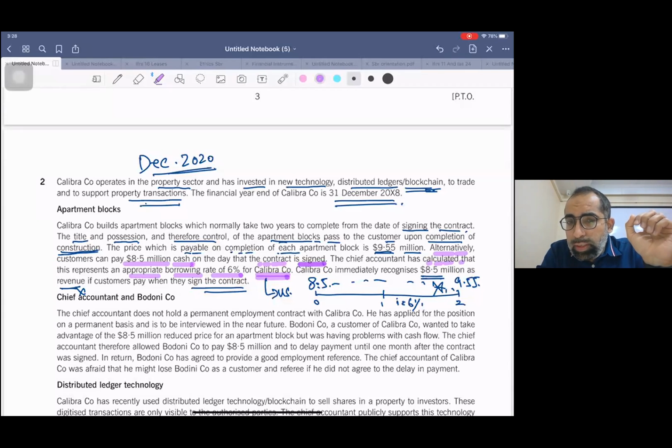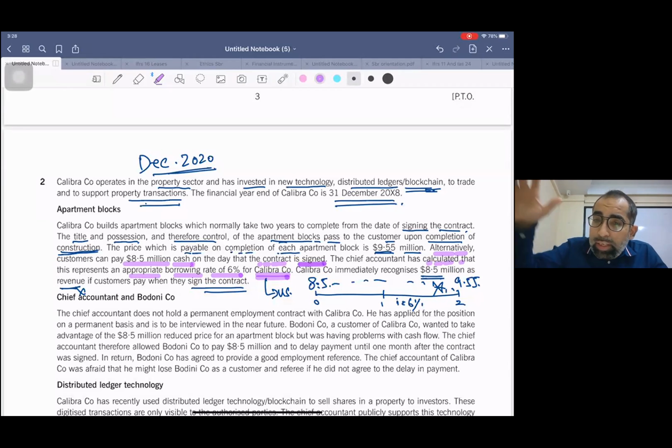So as this will take 2 years to complete, yes, it is a qualifying asset. This construction of the whole apartments is a qualifying asset. And we have taken a loan from our customers. Basically we are borrowing from customers now, and we are even paying the interest. See, 8.5 and 9.55, the difference is interest. So we are basically borrowing money from our customers on interest. So yes, this interest can be capitalized, easily capitalized, right?